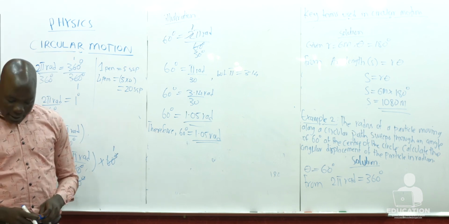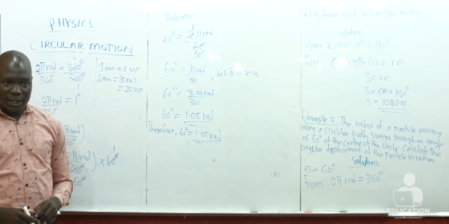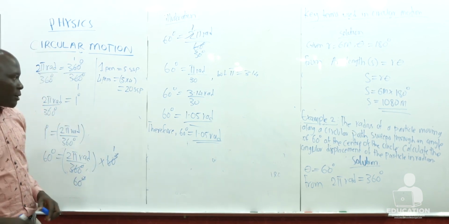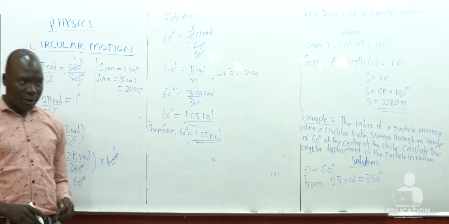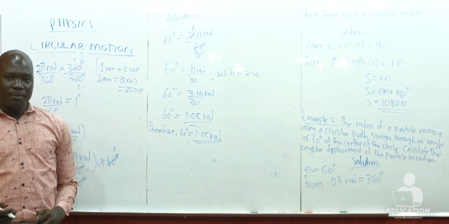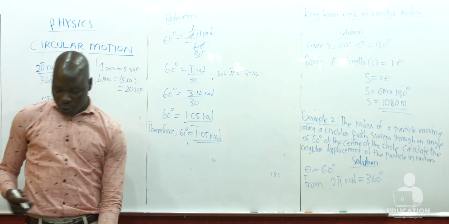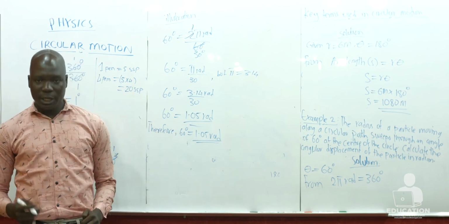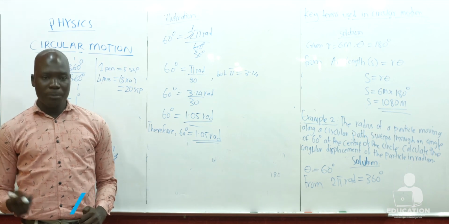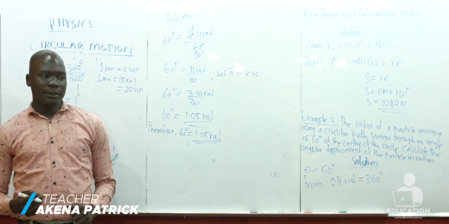So the next term that we shall go ahead and look at is called the angular velocity. Angular velocity is the next term, but due to time, we are going to stop here. Then in our next lesson, we shall continue with other terms. That is the angular velocity. We have the period and frequency.